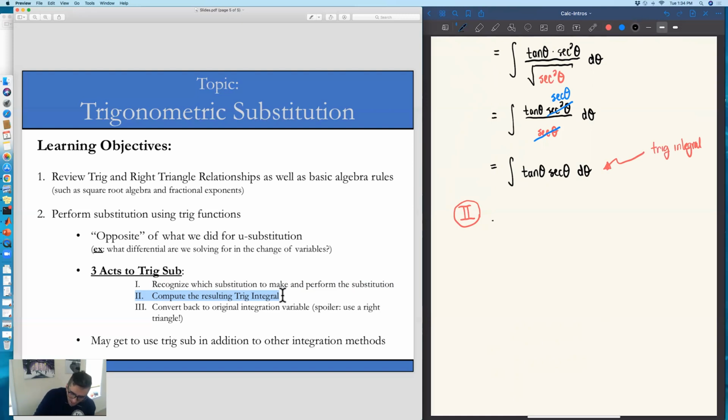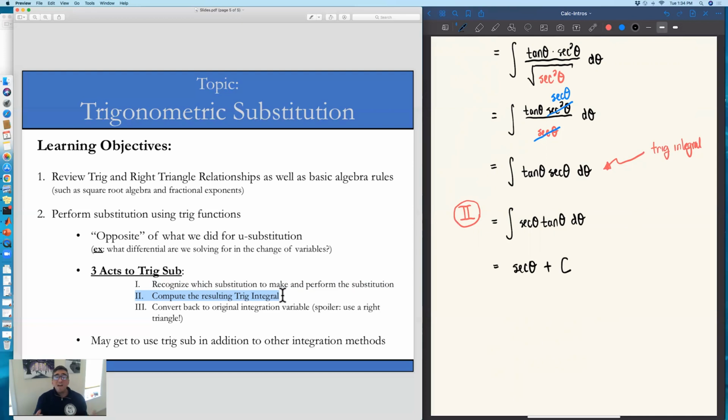So actually, if we recognize this integral, we can just change the order of secant and tangent in the integrand. And that's an integral we automatically know the antiderivative of. The antiderivative being secant theta. So performing the trig integral here is actually very straightforward.